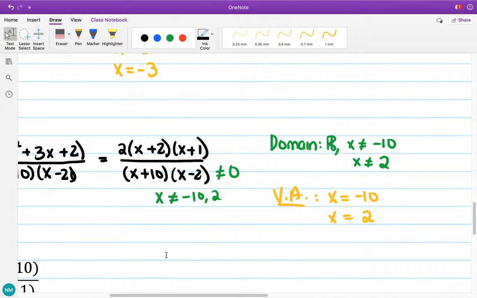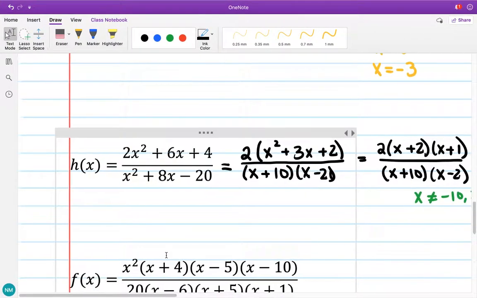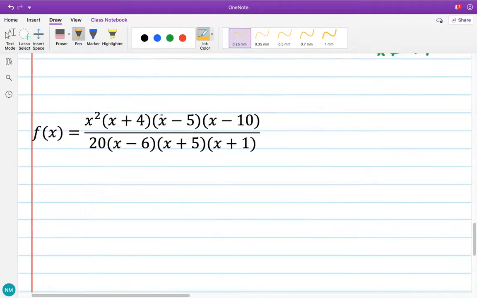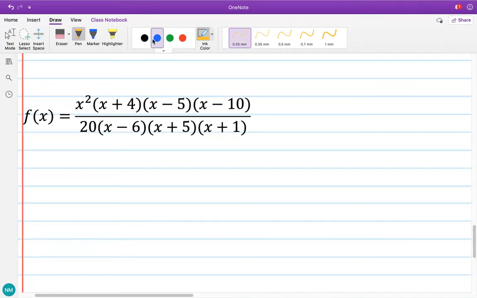Okay, and so last but not least, let's look at this function. So it's already factored for us because we don't know how to factor. We do technically. We've factored fifth degree functions using synthetic and long division, but I'm not going to put you through that right now. You're welcome.